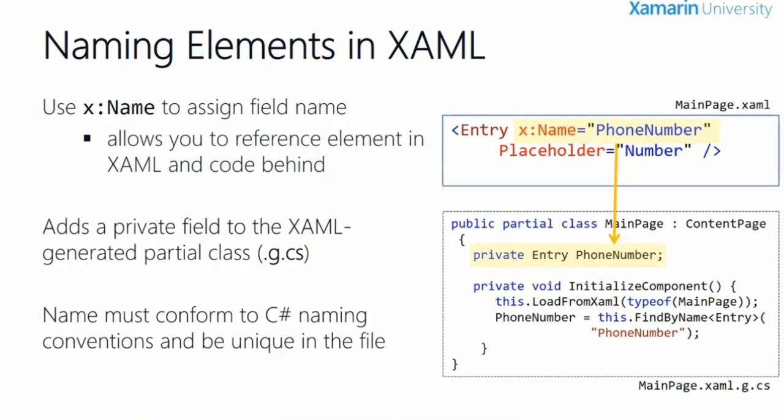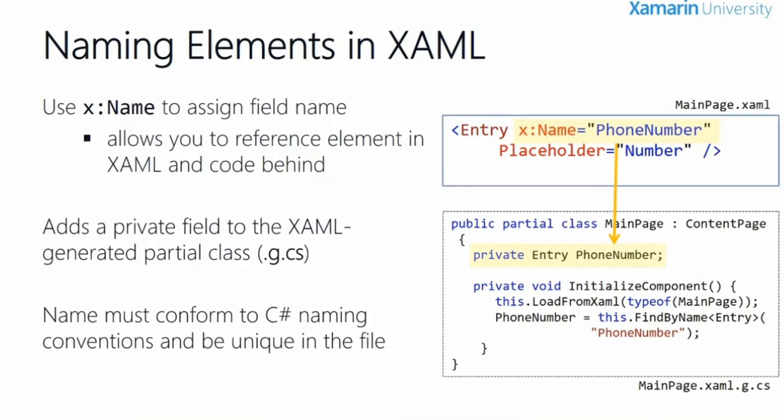Now, when you give a control a name, it creates a field that represents that name. So we called our entry phone number, and it created a field of type entry called phone number. However, notice where this field is defined. It's being defined in a .xaml.g.cs file. It turns out that the system automatically generates this file as well. This is the file that essentially represents the XAML in code. Notice how this is where the actual definition for InitializeComponent lives.